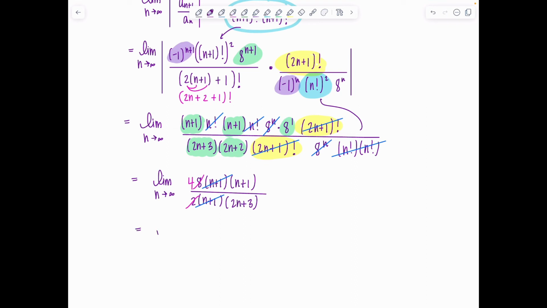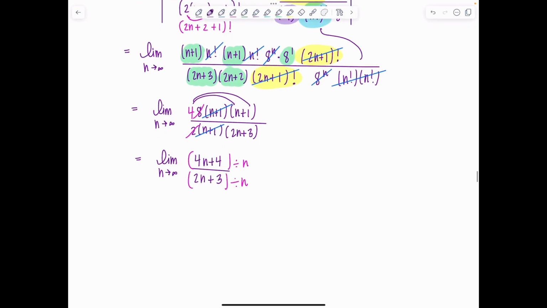Okay, so now I've got the limit, n goes to infinity, 4n plus 4, I'm just distributing, and then over just 2n plus 3. Divide top and bottom by n. And then we're going to have now the limit as n goes to infinity. In the numerator, this is 4 plus 4 over n. In the denominator, 2 plus 3 over n. This goes to 0. This goes to 0. I'm left with 4 over 2, which is 2.